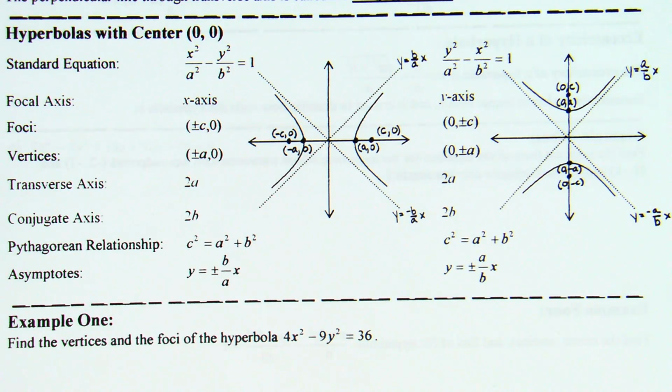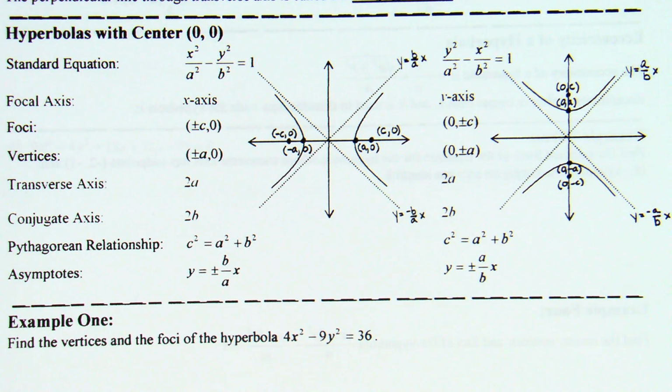We've got some foci and vertices information, which you'll notice is the same as in the ellipse. Transverse and conjugate axis, just like major and minor axis. Pythagorean relationship. What do you notice about the Pythagorean relationship?